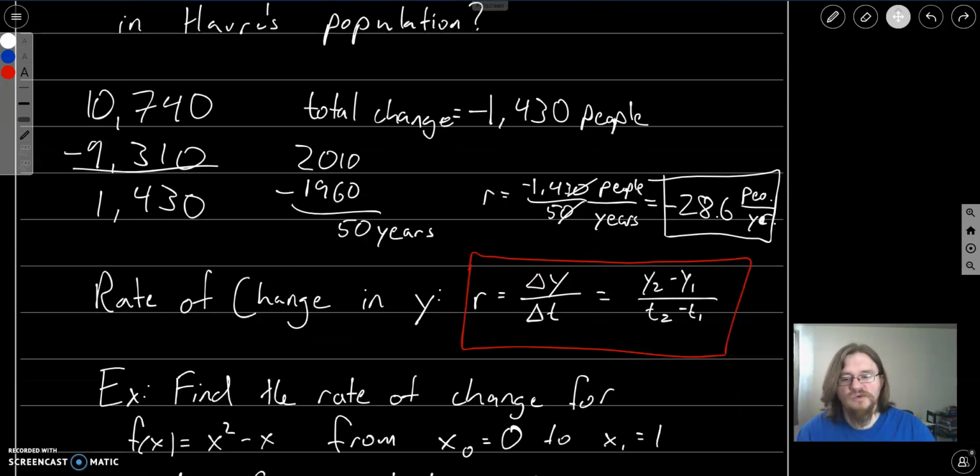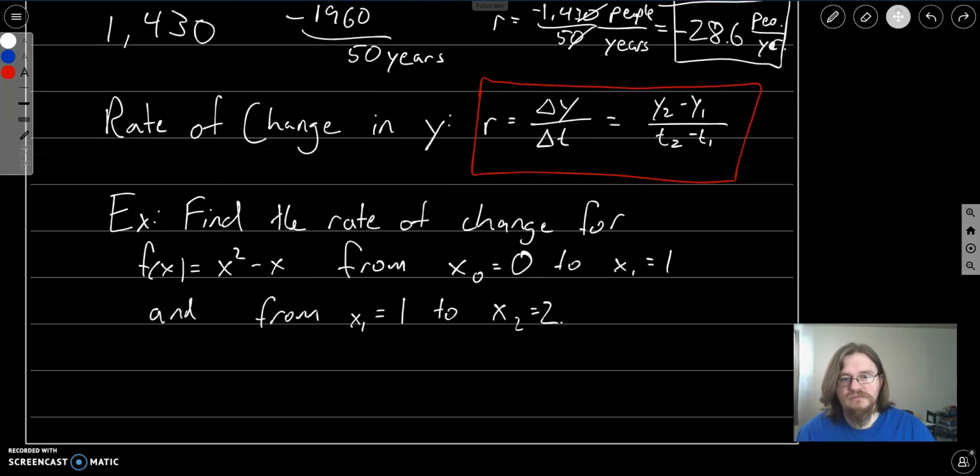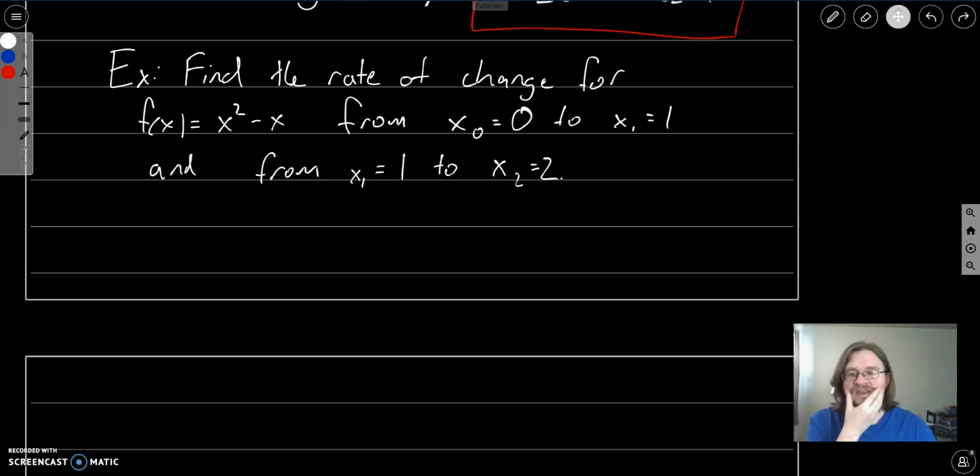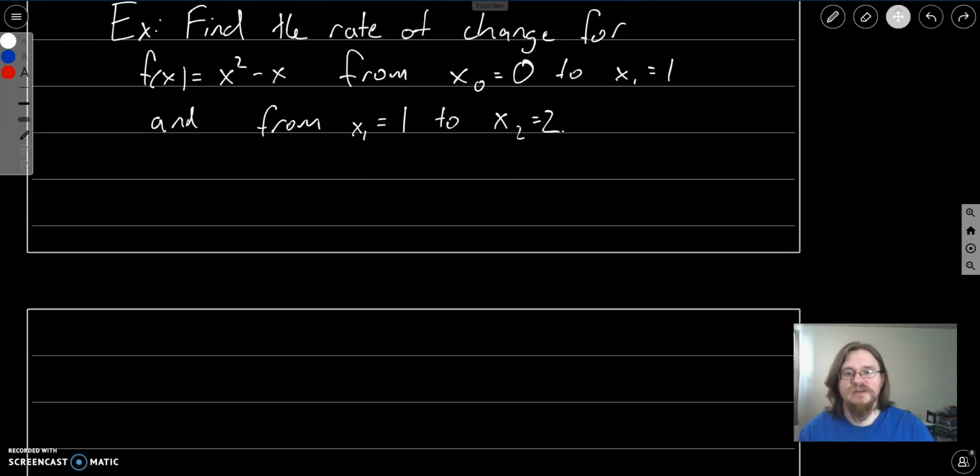So let's go through an example that doesn't necessarily have units associated with it. Let's find the average rate of change for this function, f of x is equal to x squared minus x, from x0, which is 0, to x1, which is 1, and then from x1, which is 1, to x2. So what we want to do is find the average rate of change from x1 to x2.